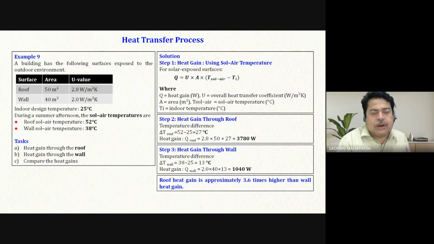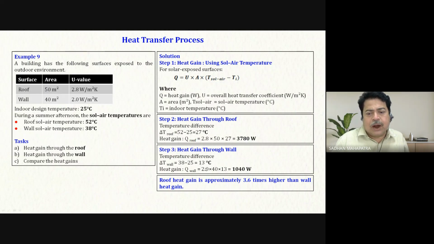During a summer afternoon, the sol air temperature for the roof is 52 degrees centigrade and for the wall 38 degrees centigrade. You need to calculate the heat gain through the roof and the wall and compare them. The same formula applies: Q is equal to U into A into (T sol air minus Ti). So heat gain through the roof: sol air is 52, indoor is 25, U value is 2.8. So 2.8 into 50 into the temperature difference 27 is 3780 watt.